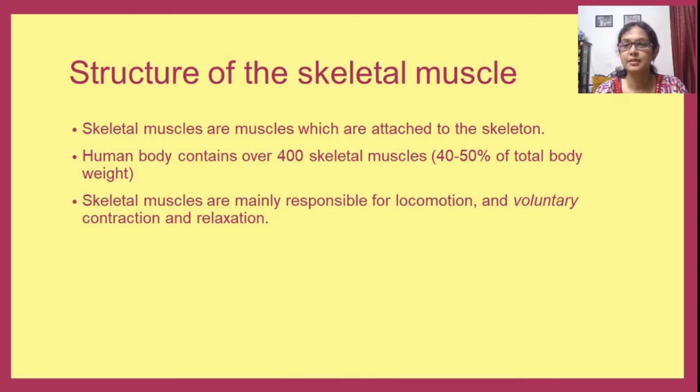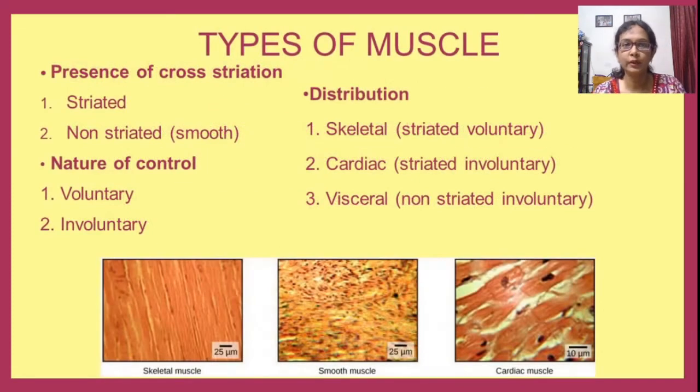And skeletal muscles are involved in locomotion and different physiological functions like digestion, respiration, and also different layers of the voluntary organs, and they are responsible for contraction and relaxation of voluntary organs. So in our body, different types of muscles are found according to their presence of cross striation. They are striated and non-striated or smooth muscle, and according to the nature of control, voluntary and involuntary.